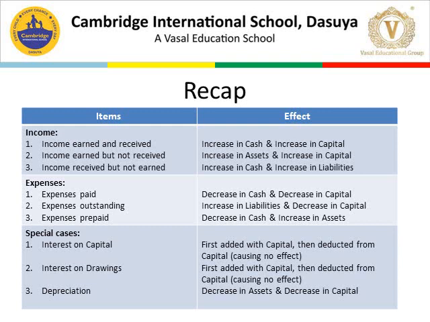Now expenses also have three cases. Number one, expenses paid. It is an expense, so it will decrease your cash and decrease your capital as well. Second, expenses outstanding. Outstanding means due but not paid. So expenses are due but you have not paid those expenses. So it is your liability. It will increase your liability and decrease your capital.